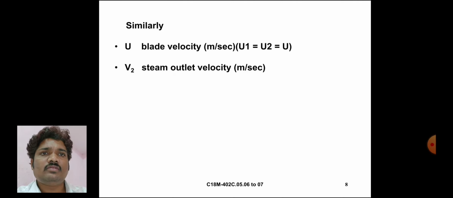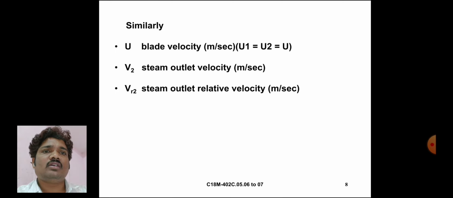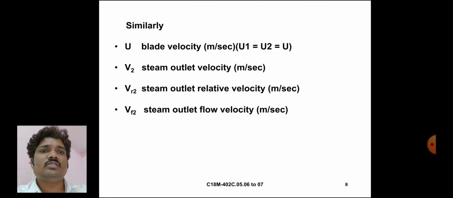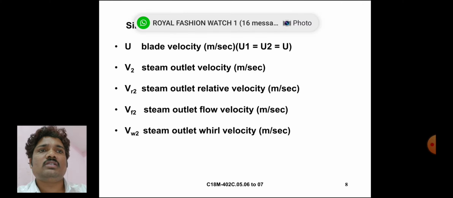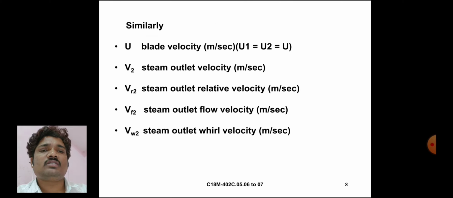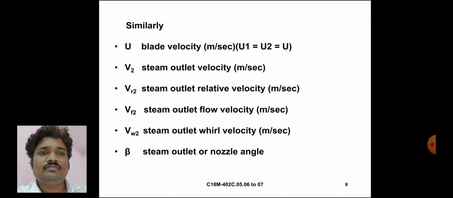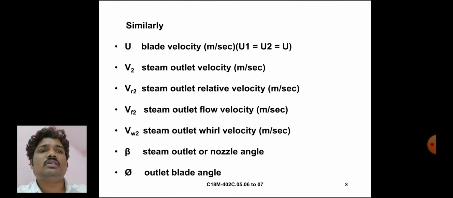V2 is the steam outlet velocity, VR2 is the steam outlet relative velocity, VF2 is the steam outlet flow velocity, and VW2 is the steam outlet whirl velocity, all in meters per second. Beta is the steam outlet or nozzle angle. Phi is the outlet blade angle, and theta is the inlet blade angle.